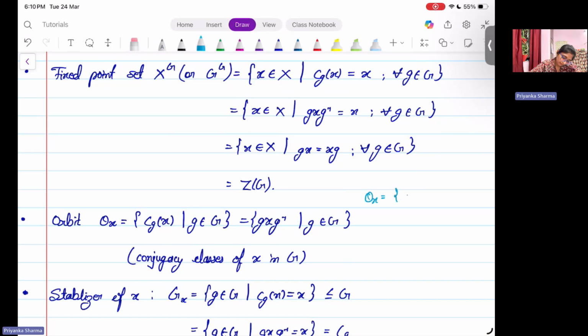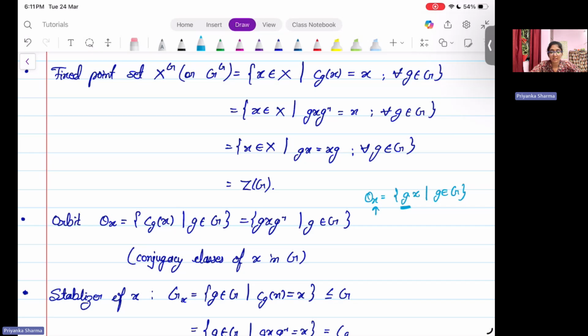Orbit of x will be G dot x. That is, whenever we apply the group action on this given element x in X by each element of G, and if we collect those, we will get the orbit. So here this g belongs to G. Again, this g dot x is c_g of x, the conjugation of x. So c_g of x will be g x g inverse.